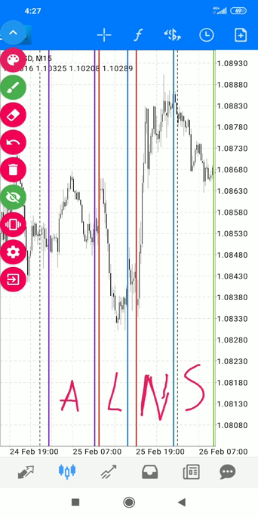So what can we do next? We have the sessions in check. Then we also have the overlap, because if you can see this area here, whereby we still have the London session running, but then the New York has opened. This is what we call a session overlap.